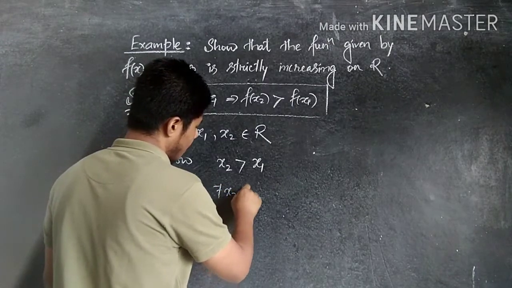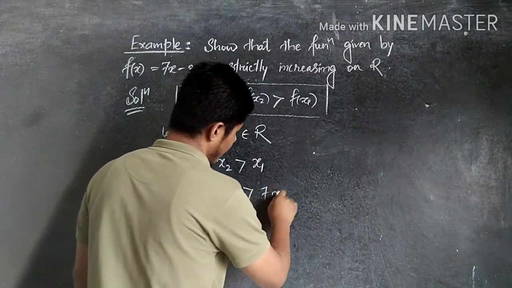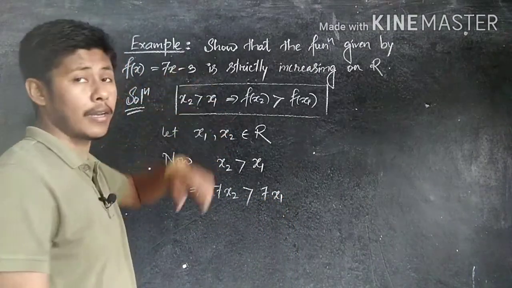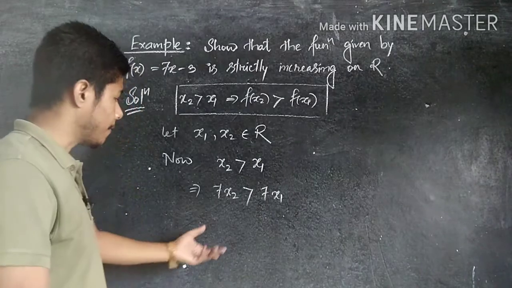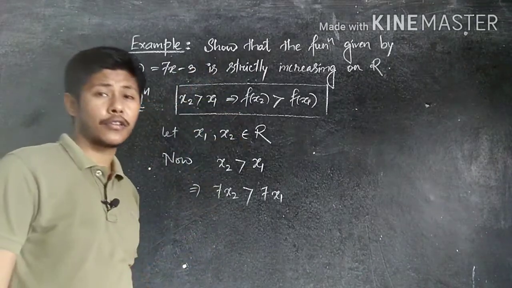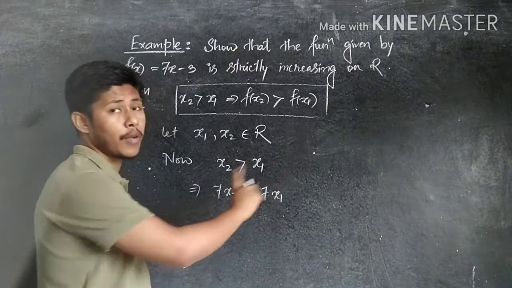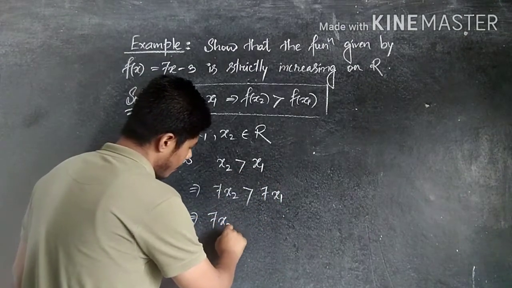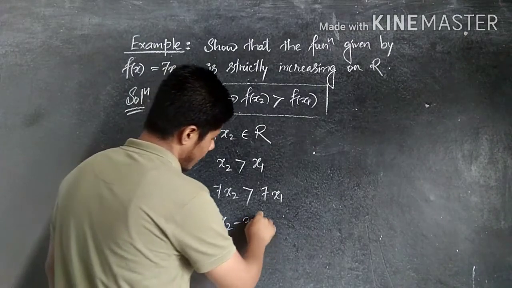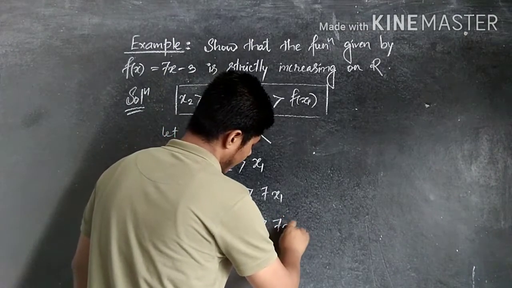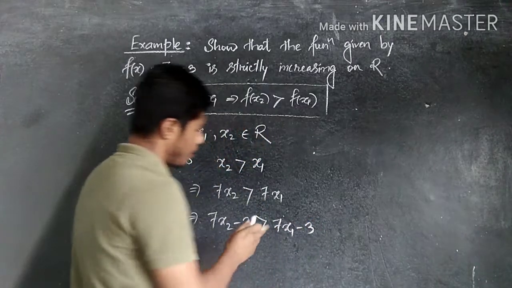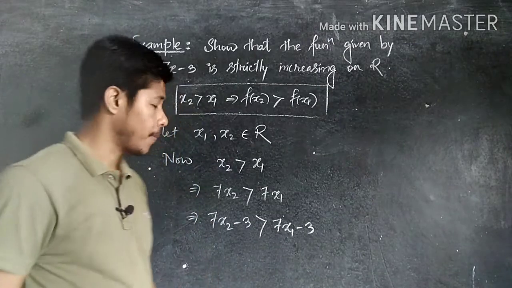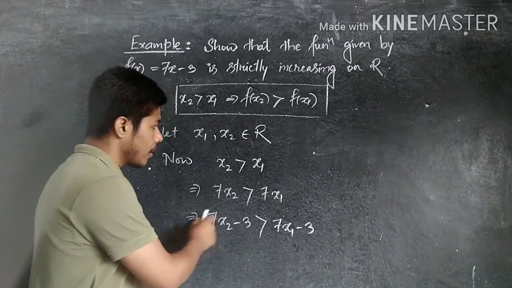So we write 7x2 is greater than 7x1. Why did we multiply? Because our result needs the 7. Is it clear? After that, what do we need? Minus 3. So subtracting 3 from both sides, we get 7x2 minus 3 is greater than 7x1 minus 3. Subtracting 3 from both sides, the sign will remain the same. Is it clear?